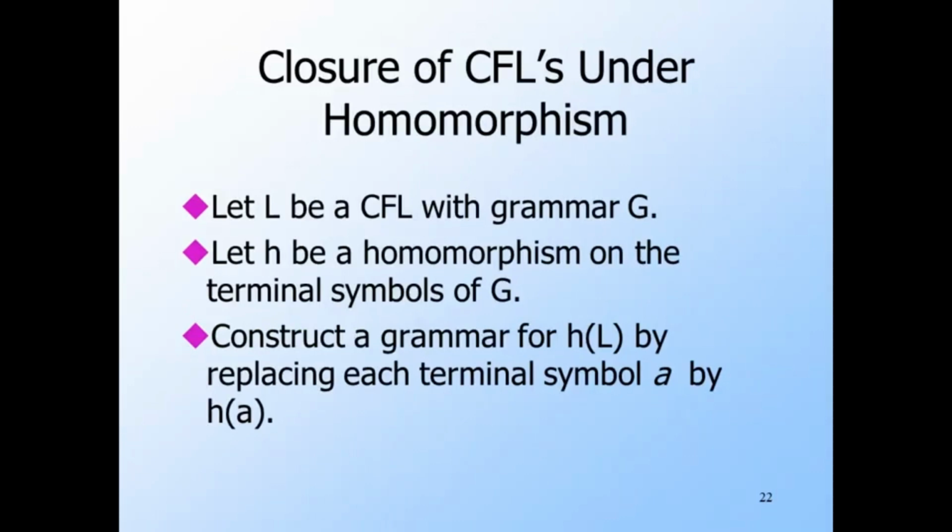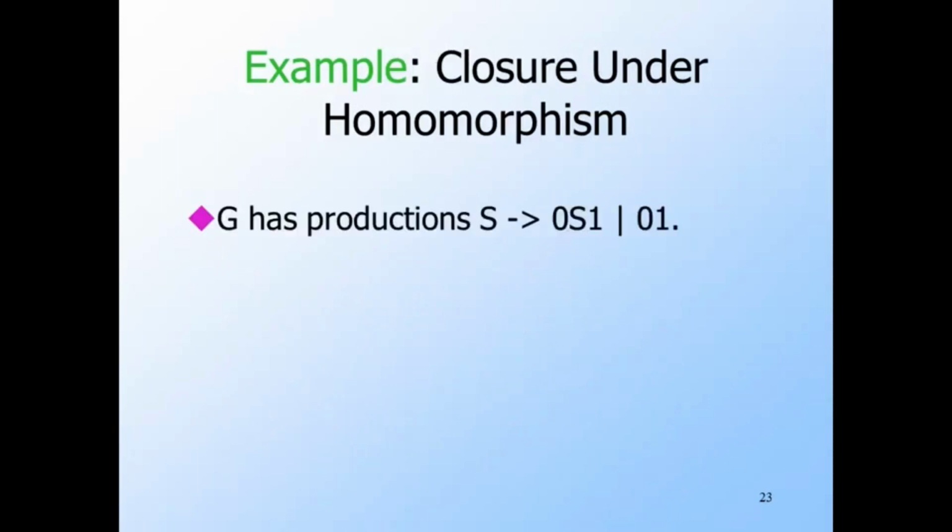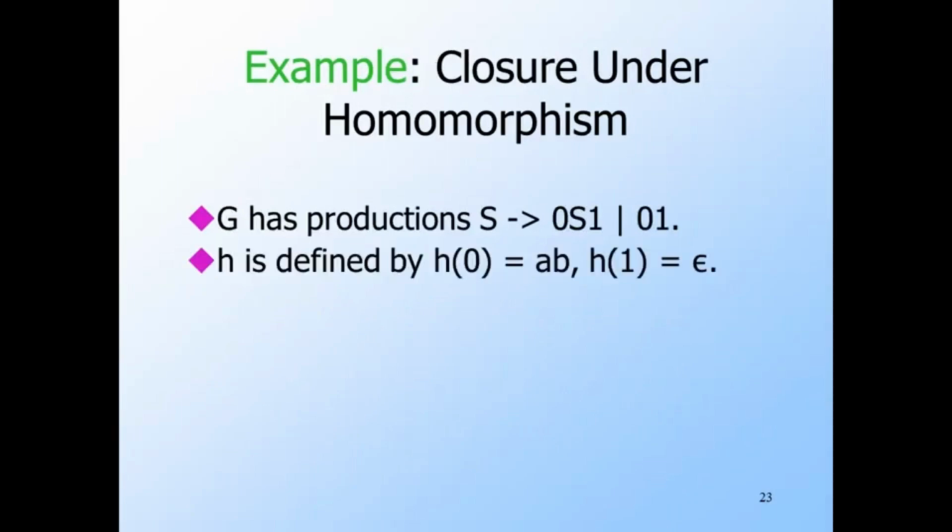To prove closure of the context-free languages under homomorphism, let's start with a grammar G for a language L and let H be the homomorphism on the terminal symbols of G. Then H of L has a grammar that we can construct by replacing each terminal A in the body of any production of G by the string H of A. So for example, here G is our customary grammar for 0 to the n, 1 to the n, and here's our usual example of a homomorphism.